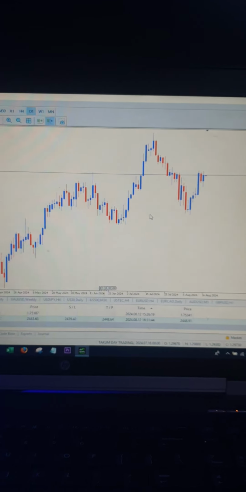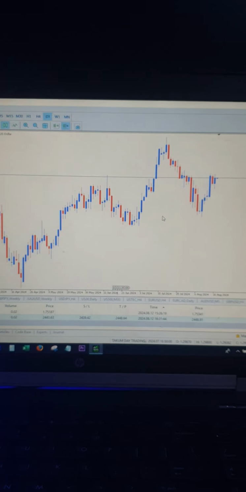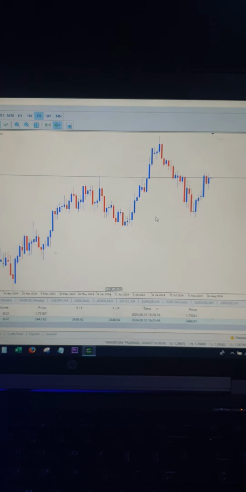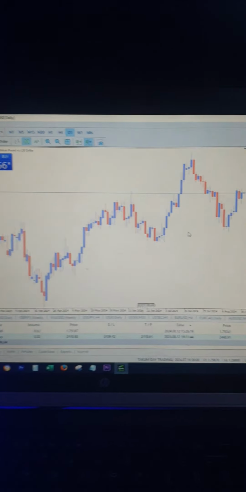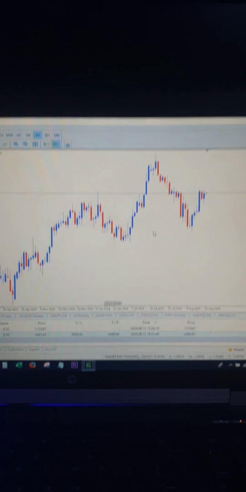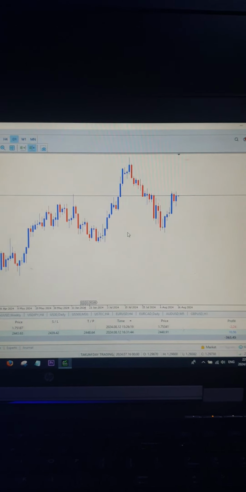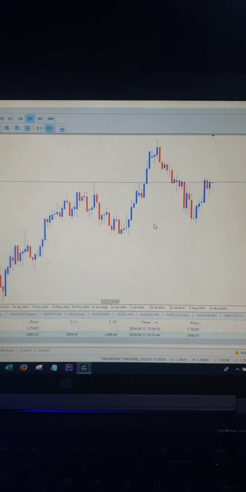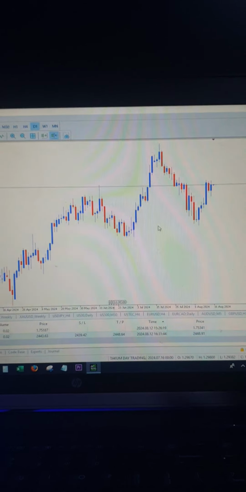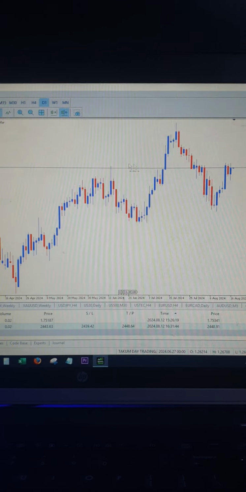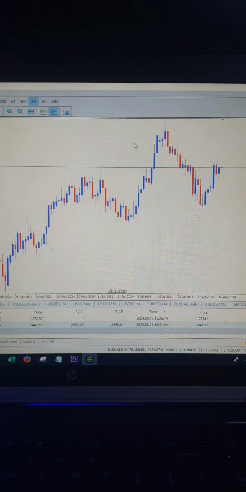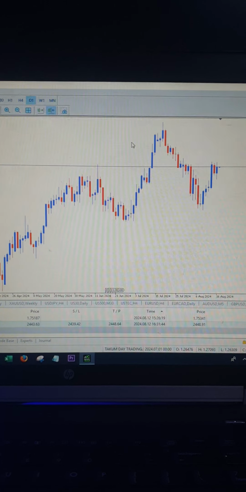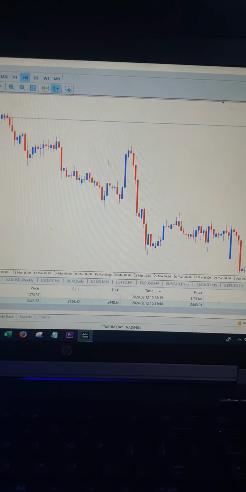When I look for price action, I can make a decision whether to buy or to sell. For price action, you mostly look at the candlestick formation. There are many types of candlestick formation that will indicate if the market is reversing or continuing. Let me first of all plot my support and resistance. Let's just look at the 4 hour time frame.